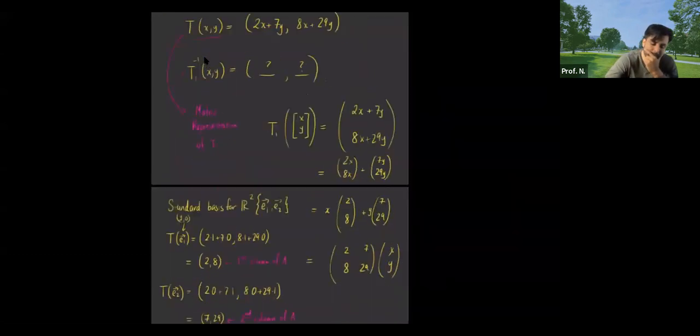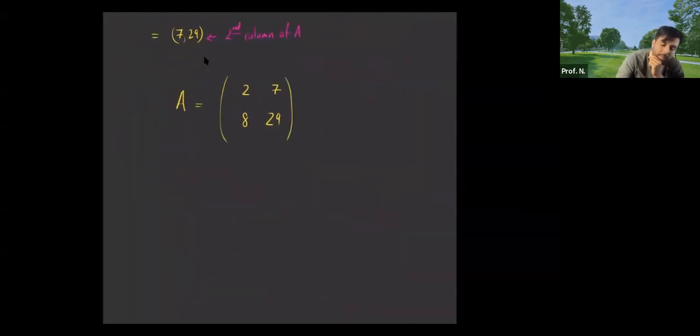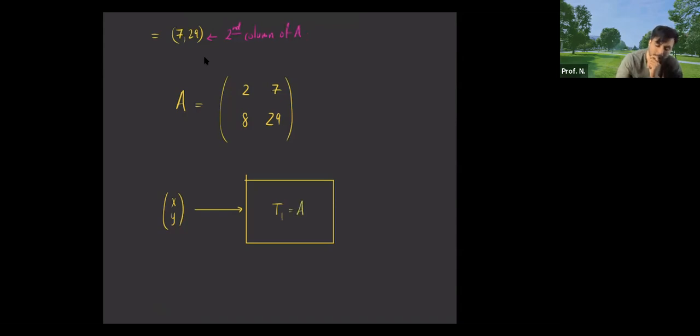Okay. Now, how do we find the inverse? So remember what T1 is. T1 takes a vector x comma y. You put it into T1, right? T1 is a transformation, right? And what gets spit out is T1 of x, y, whatever that is. This is the input. This is the output.